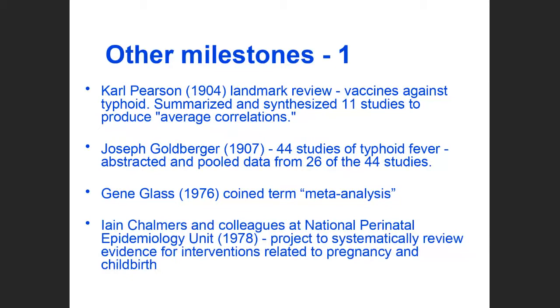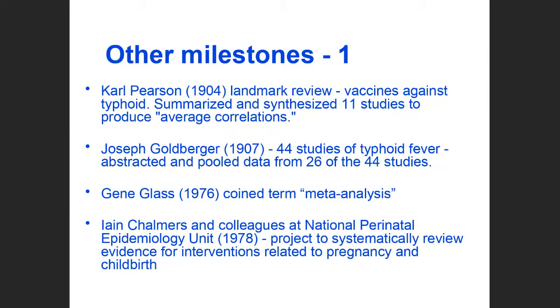So some of the later milestones in systematic reviews, a lot of the early work was done in typhoid. So Karl Pearson did a landmark review in the early 20th century, looking at vaccines against typhoid. And what he did was a form of meta-analysis. He looked at 11 studies to produce average correlations. And then similarly, 3 years later, Joseph Goldberger, again studying typhoid fever, pulled data from 26 of 44 studies that he'd identified. But it wasn't until the mid-1970s that the term meta-analysis was actually coined, and this was devised in the context of social science, not within the context of medicine.